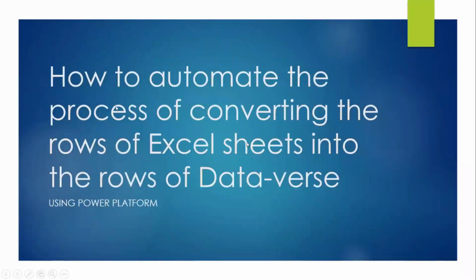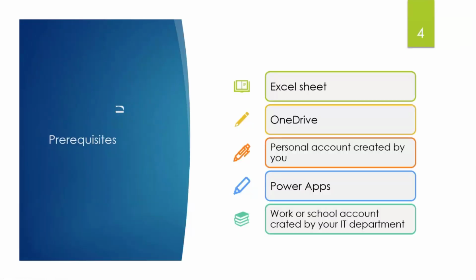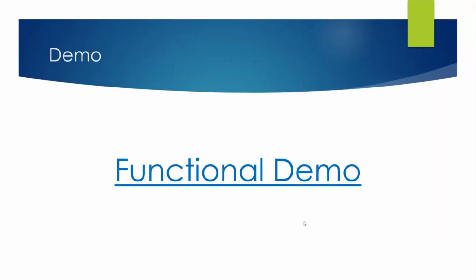So this is my topic: how to automate the process of converting the rows of Excel sheets into the rows of Dataverse using Power Platform. These are the prerequisites for this automation: an Excel sheet and OneDrive, which we have through a personal account, and then the fourth one is Power Apps, which we have through the account provided by our IT department. So let's jump to the demo.